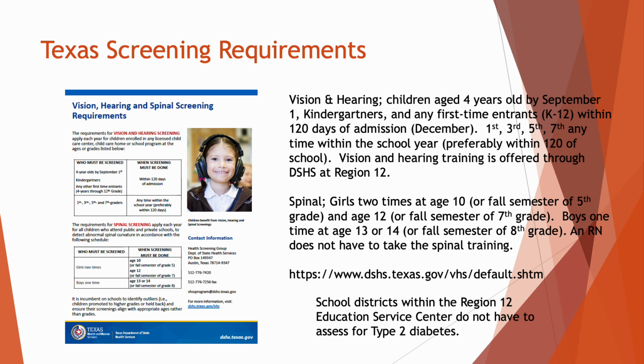Vision and hearing screenings are mandated by the state of Texas. Children aged 4 years old by September 1st, kindergartners, and any first-time entrants K through 12 within the first 120 days of admission must receive a vision and hearing screening. 1st, 3rd, 5th, and 7th grade can be screened anytime within the school year, preferably within the first 120 days of school. Vision and hearing training is offered through DSHS at Region 12.